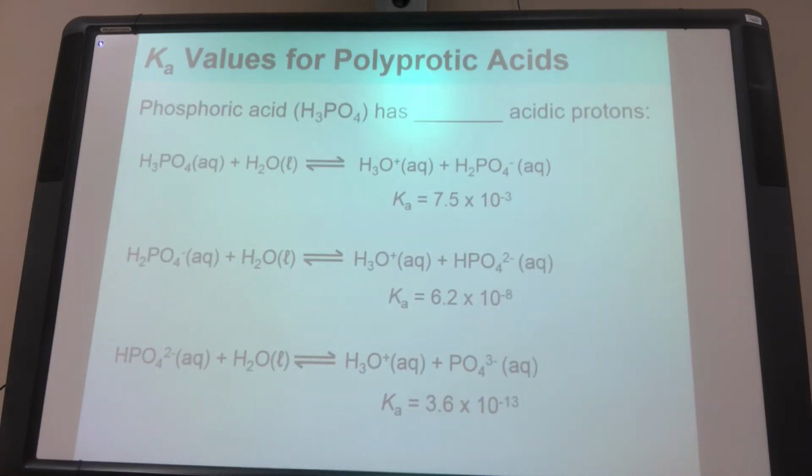All right, so let's look at this. Phosphoric acid, he has 3 H's. So how many acidic protons does he have? How many can he give up? 3.